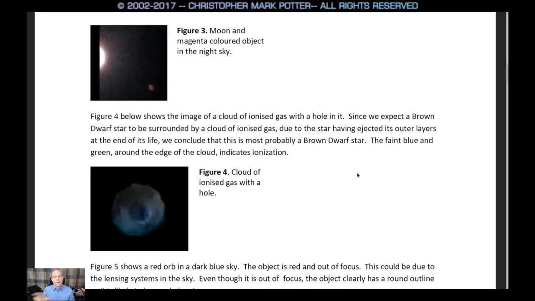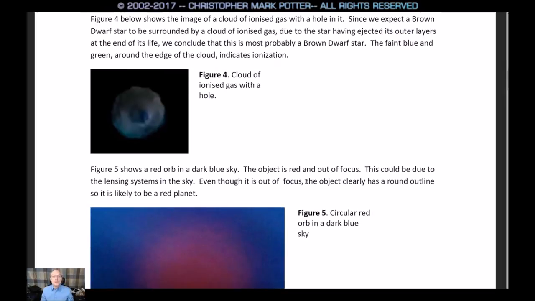Now, figure 4 below shows the image of a cloud of ionized gas with a hole in it. It looks heptagonal or even octagonal. Yeah, I learned that from you. 7 or 8-sided. Yeah, totally normal, right? That's a naturally occurring object in space, but I digress. Figure 4 shows the image of a cloud of ionized gas with a hole in it.